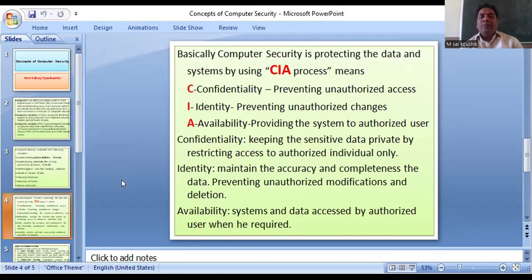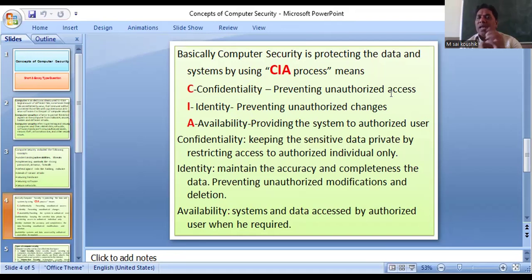So here I am giving some kind of simple indication. What is the meaning of confidentiality? Preventing unauthorized access, avoiding unauthorized access. Without any failures, without any disturbances, without any malware, we need protection for ourselves. That is called confidentiality.